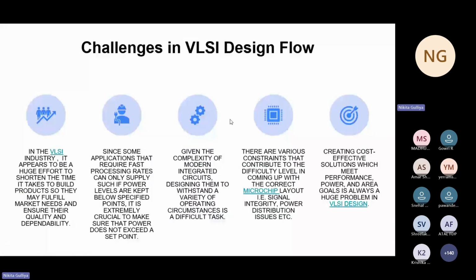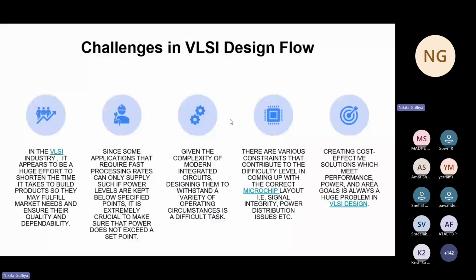Moving on to the challenges in VLSI design flow. Now, let's discuss some of the key challenges in the VLSI design flow. One major challenge in the VLSI industry is time to market. There is always pressure to build products faster to meet market demands while still ensuring high quality and reliability. Balancing speed and correctness is not easy.